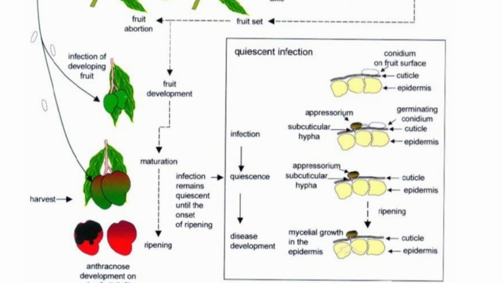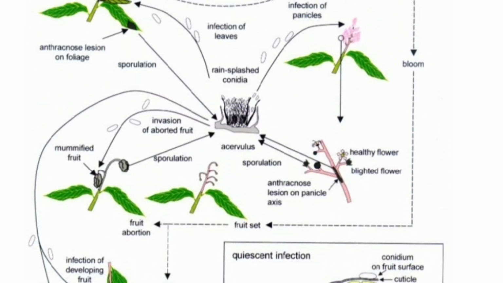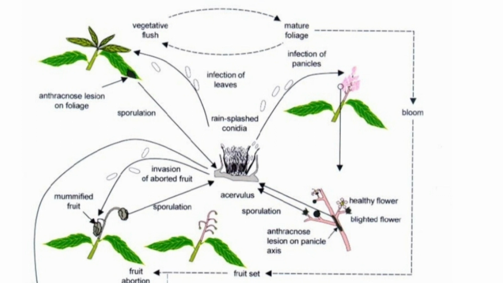We can refer to it as post-harvest anthracnose. So this is the disease cycle of anthracnose in mango.